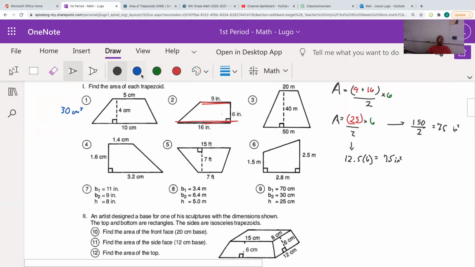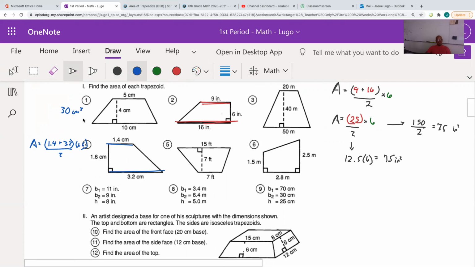So you can do number 3 on your own, but let's go ahead and do number 4. So again, my area is going to be the bases added. So my bases are, remember, the sides that are parallel. So it's going to be 1.4 plus 3.2, divided by 2 times the height, which happens to be 1.6.